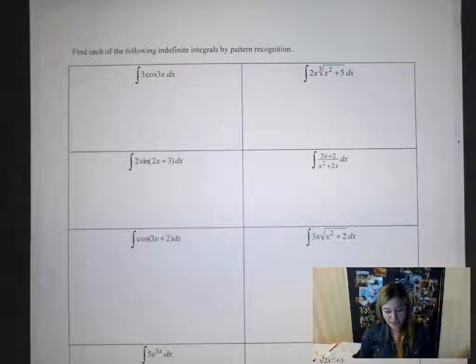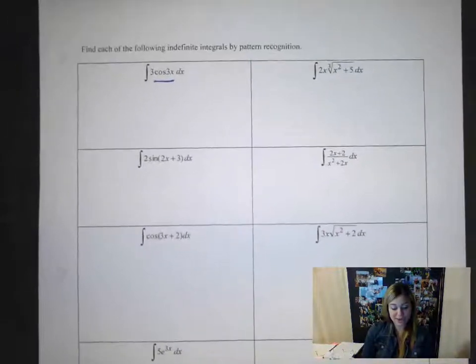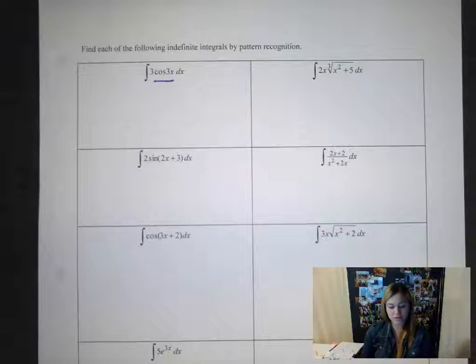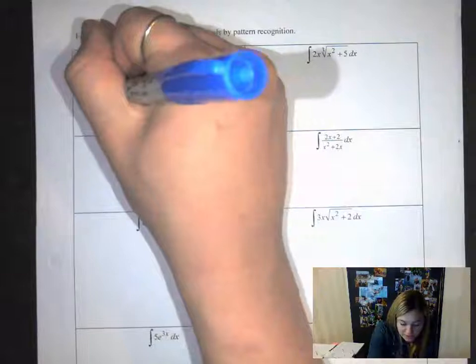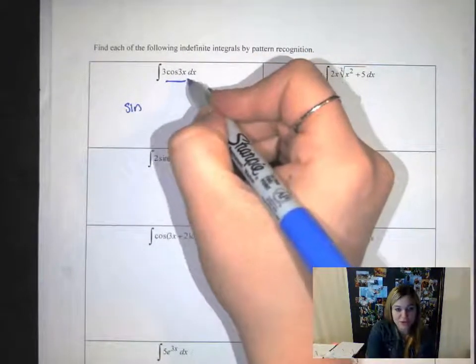So in these ones, you're finding each of the following by pattern recognition, meaning you're recognizing that the chain rule applied, and you're trying to guess and check, go backwards, and see if you can find the original function. In this first one, I see cosine. And so there's a 3x in there also, but I've just got this cosine to begin with. So I'm like, what could that possibly be? The antiderivative of cosine is sine. And you can't just ignore that 3x.